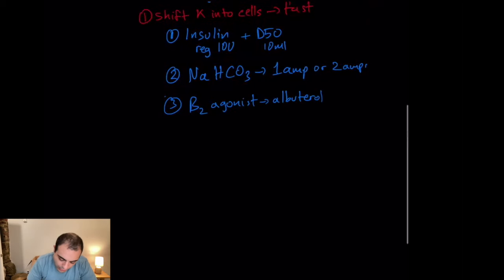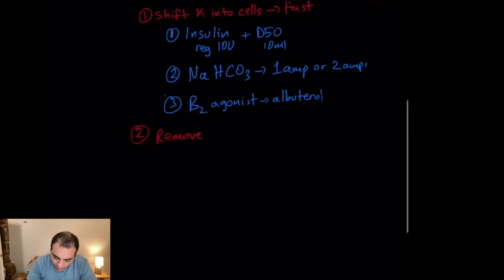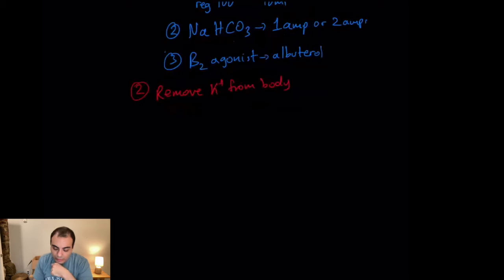Now, the other method is you want to remove potassium from the body. And here there are also multiple methods. First, you can chelate the potassium. Remember, when we're chelating the potassium, what do you use for chelation? You heard about Kayexalate, right? So Kayexalate is the thing to use.